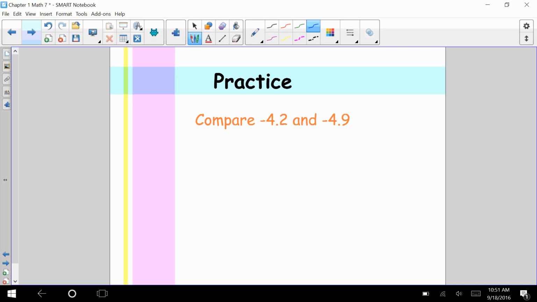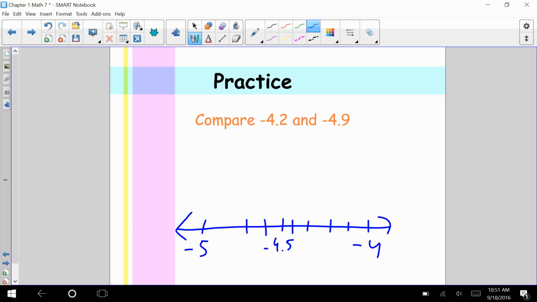Now try this one, -4.2 and -4.9. We draw our number line between -4 and -5 again. Here's -4.5, and then -4.6, -4.7, -4.8, -4.9. -4.2 is about here. -4.9 is about here. So this should tell us that -4.2 is greater than -4.9.